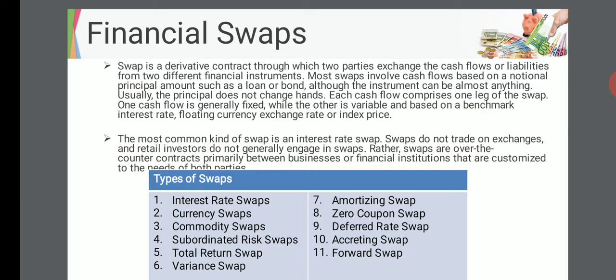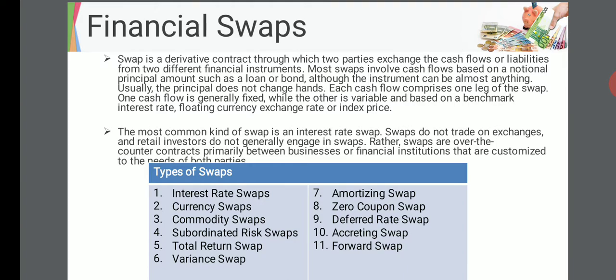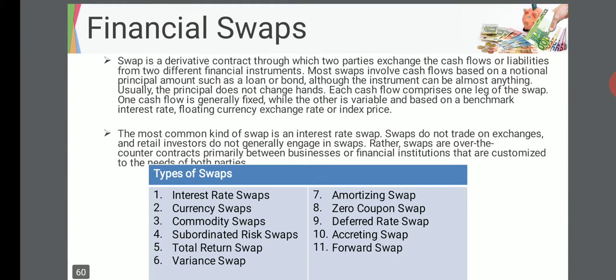The most common kind of swap is an interest rate swap. Swaps do not trade on exchanges, and retail investors do not generally engage in swaps. Rather, swaps are over the counter contracts primarily between businesses or financial institutions that are customized to the needs of both parties. Swap means exchanging the liability of some monetary liabilities.